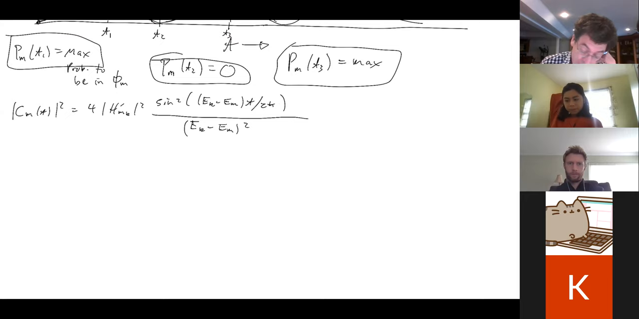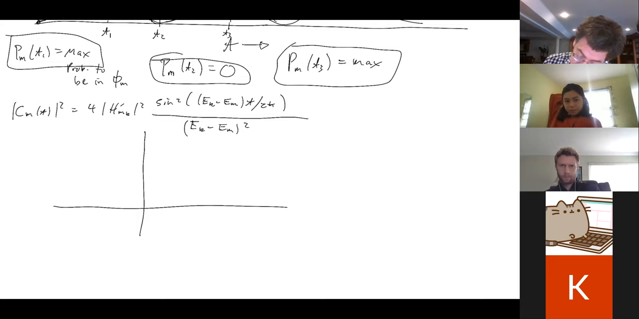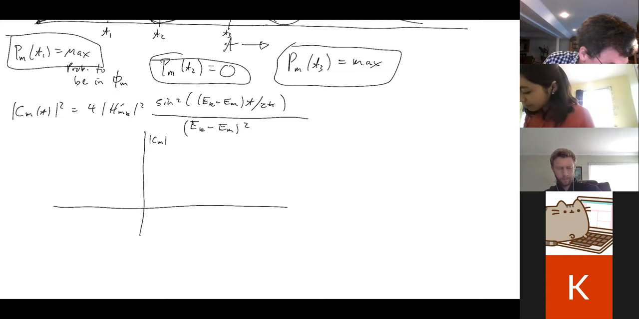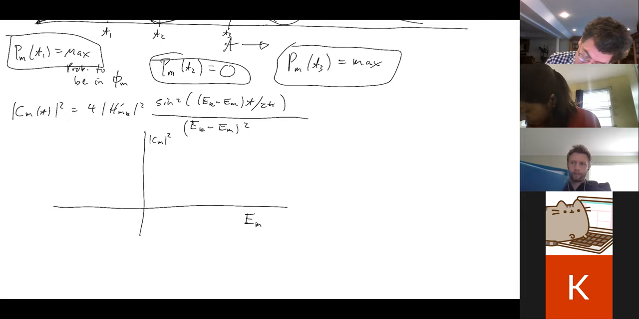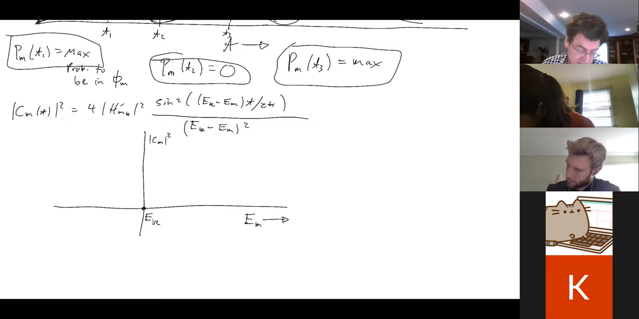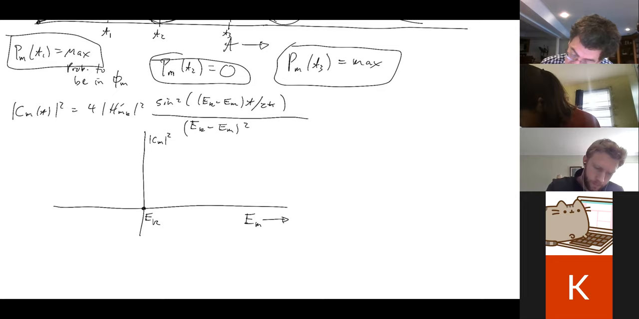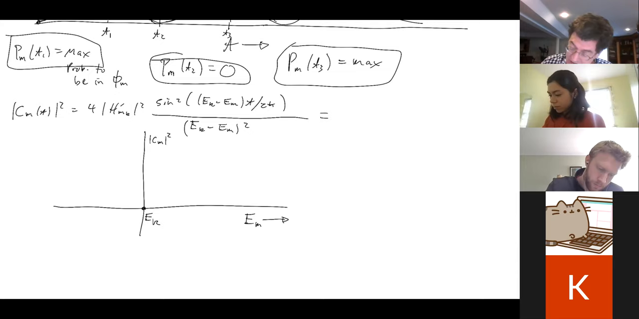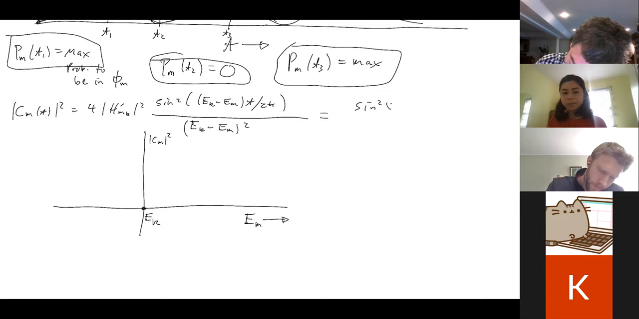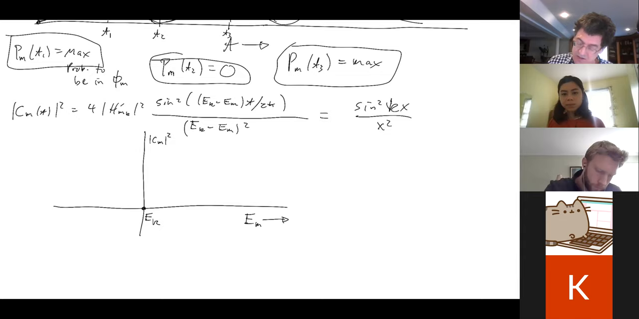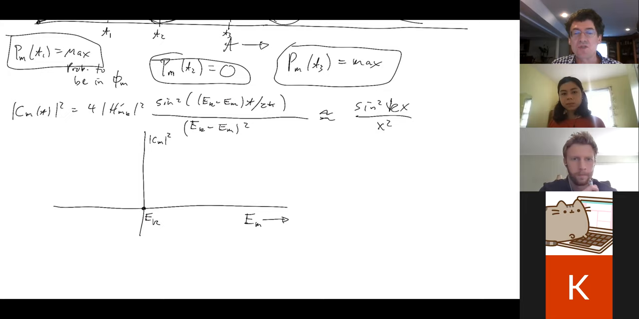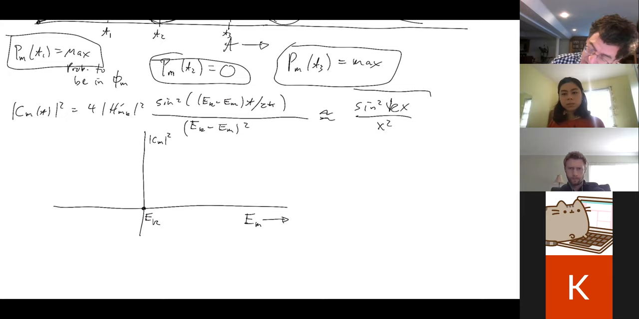Okay, now let's plot it differently. Now let's plot it as a function of energy. |c_m|^2 as a function of energy of the final state. And let's start here with the energy of the initial state. Okay, so if I plot that, then I want you to notice that this function looks kind of like this, sine squared kx over x squared. You see that? It's a very distinctive function. It's like sine squared kx over x squared. Can you see that?